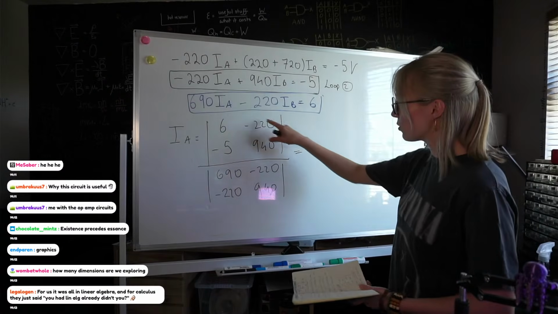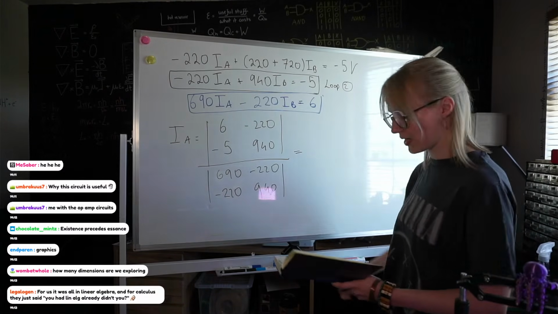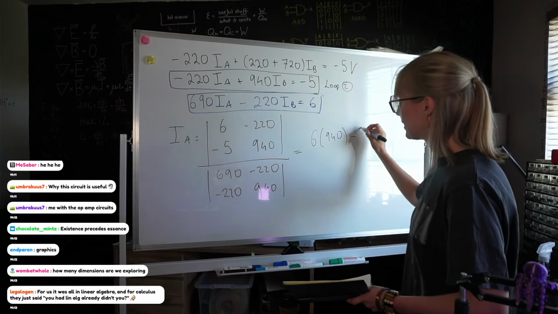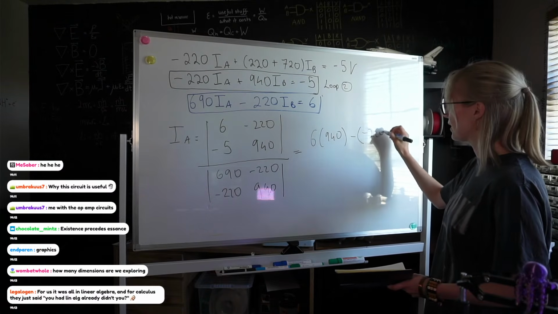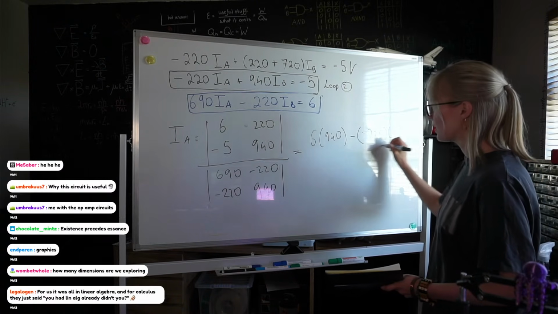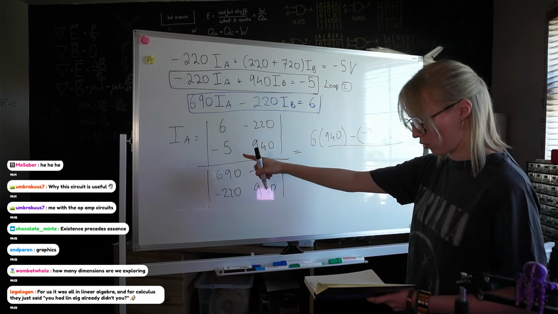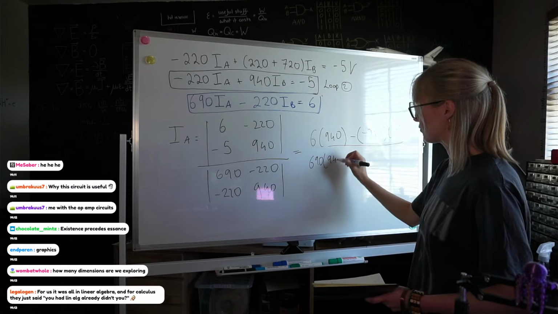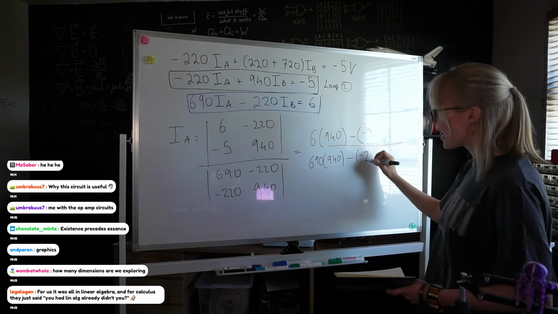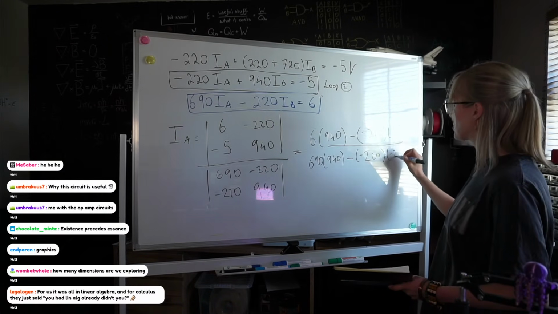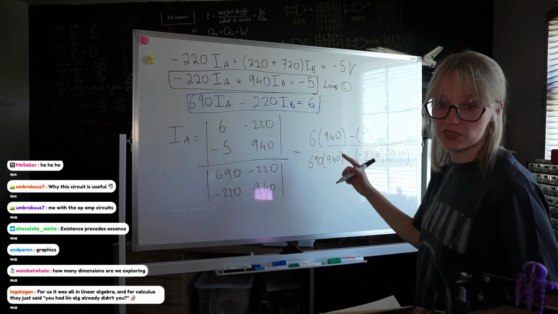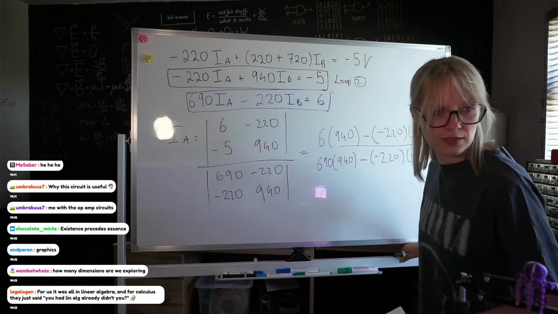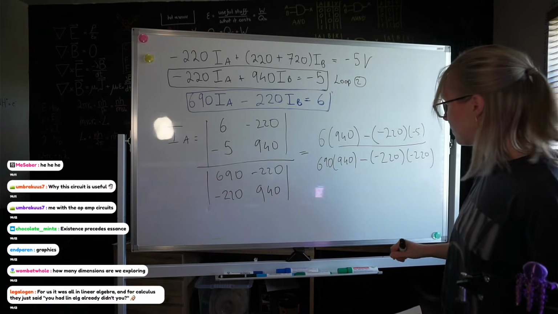So what we're going to do is cross product these guys. That's 6 multiplied by 940 minus 220 minus 5. Same thing for these guys. That's 690 multiplied by 900 minus 220 minus 2. Keep track of those minuses because they will be cancelling. So on and so forth. Oh, the lighting is really bad. Yeah, okay, you can see that a little bit better.